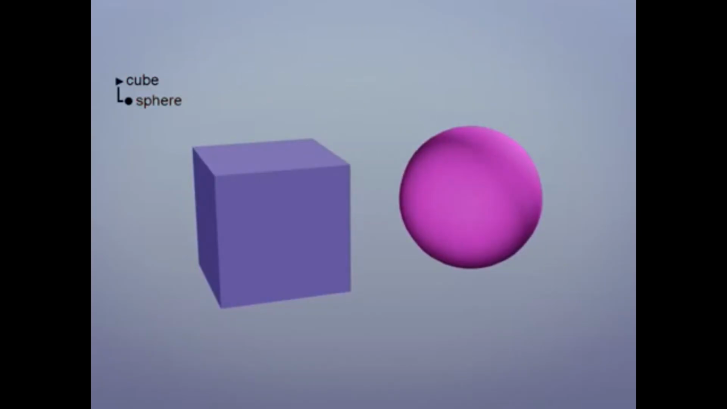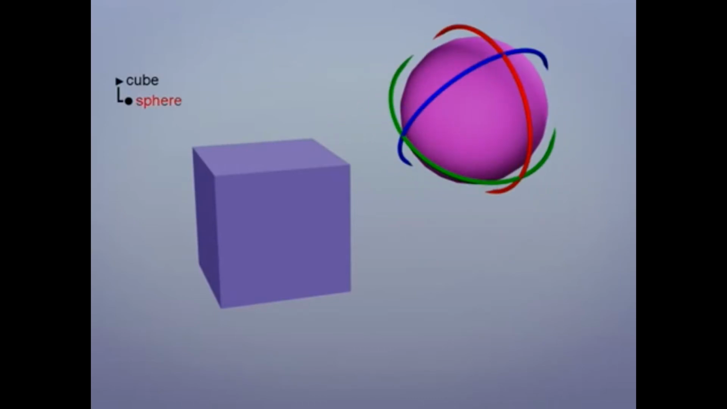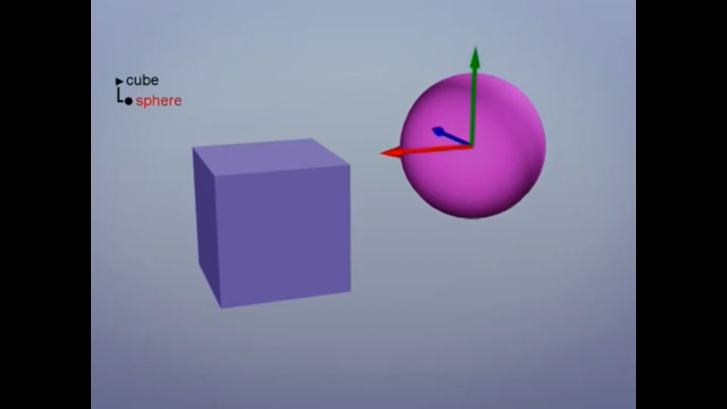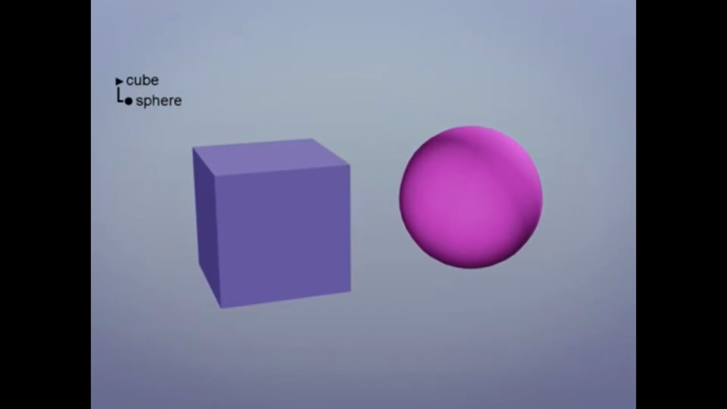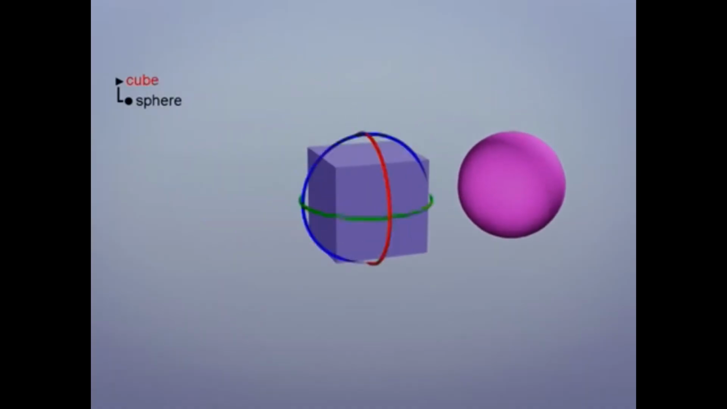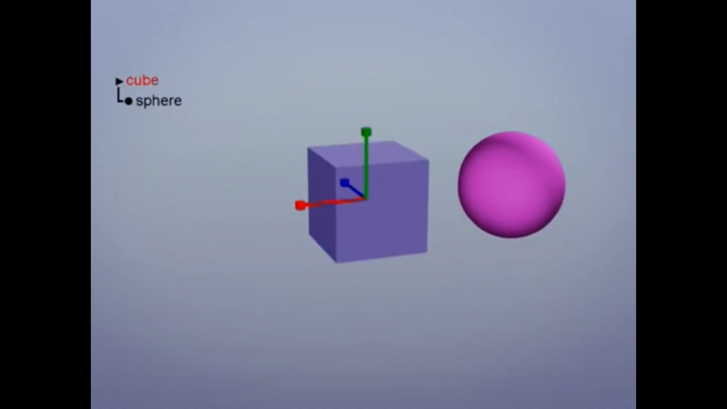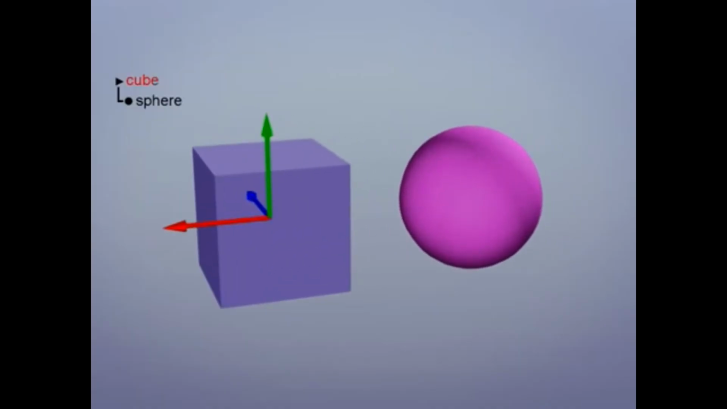Let's grab the sphere and move, scale, and rotate it. As we can see, it has no influence over the cube, which is its parent. Now let's transform the cube. See how the sphere reacts as if it's part of the cube? This is because it's inheriting the transforms, or the rotation, scale, and translation of the cube.